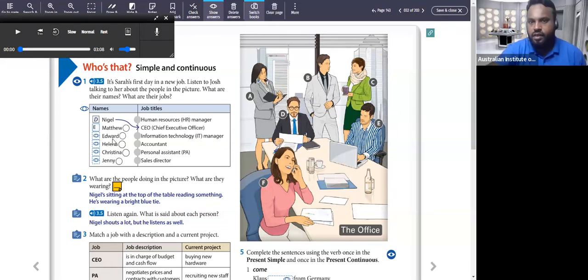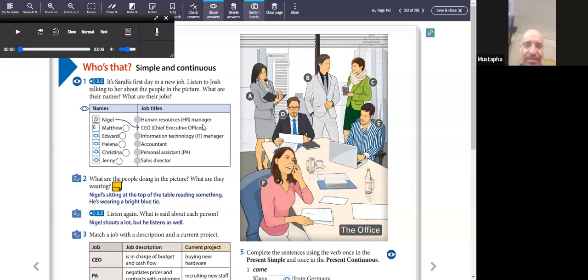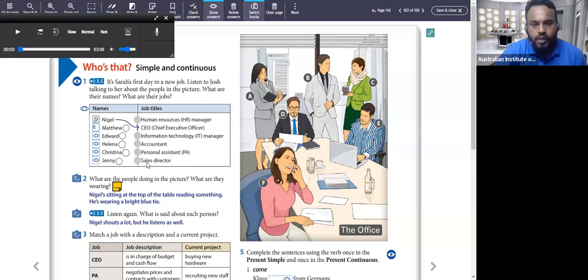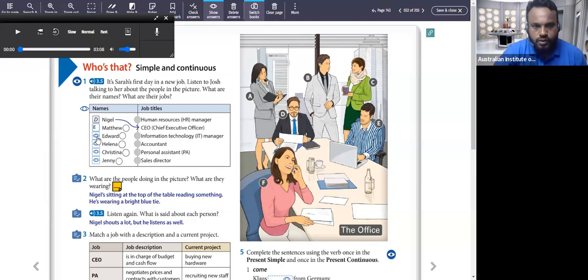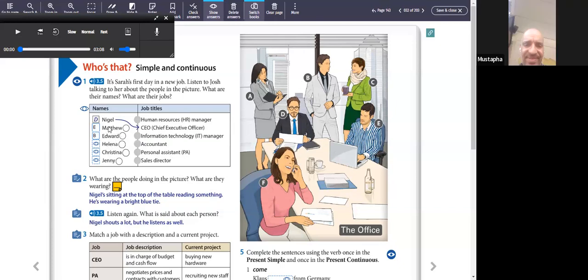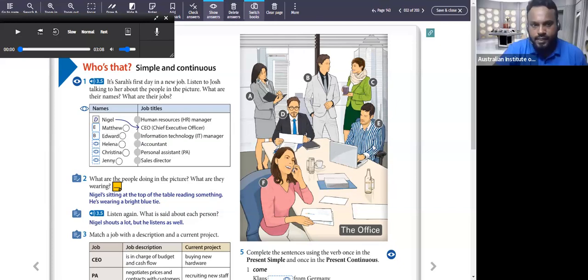Matthew, number B. Oh, no, Matthew is E, but sales director would be Edward. Sales director would be Edward. Let me see. Which one is sales director? Yes, sales director is B, and that is Edward. Matthew is the E. Matthew is the E. And what does Matthew do?